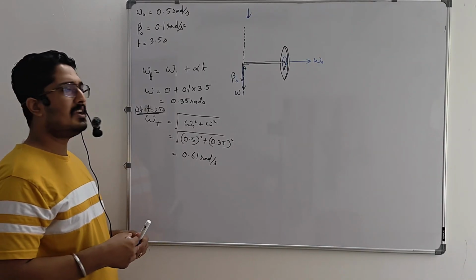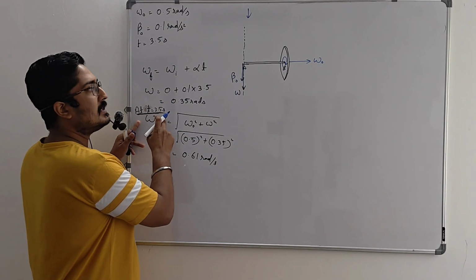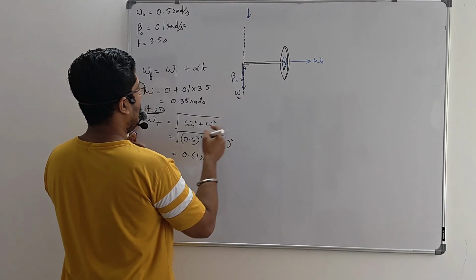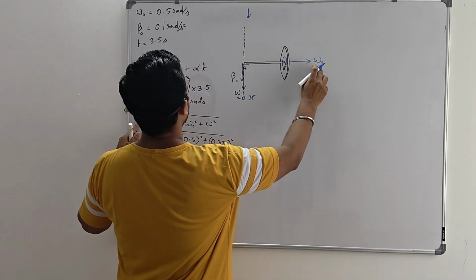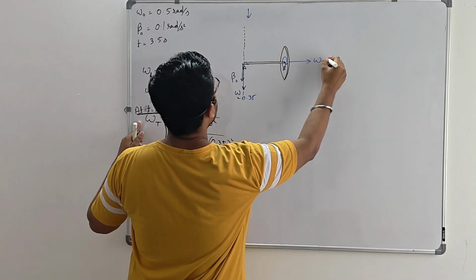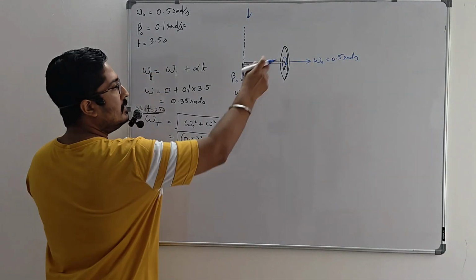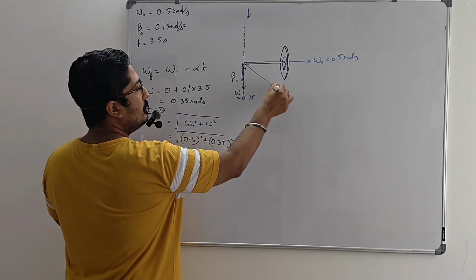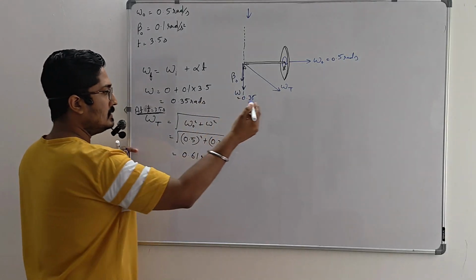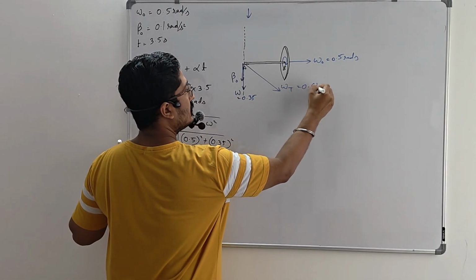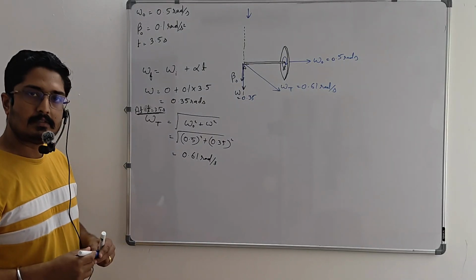So if you are interested in seeing what's happening at that time t equals 3.5 second, I am having this omega as 0.35 radians per second, and at that time the omega naught value is the same, 0.5 radian per second. And finally the resultant of both of them would be in this direction, which will be some omega t, the total. And this value we got as 0.61 radians per second, like this.